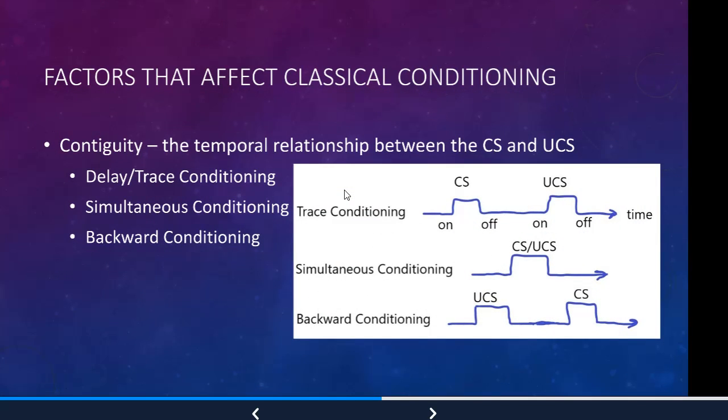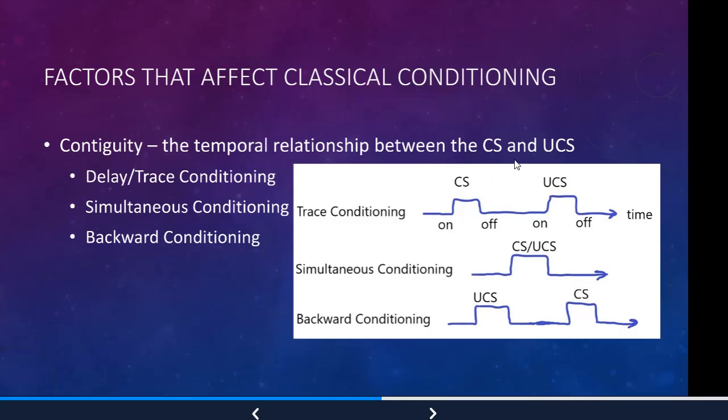Now, the other thing that we know is that the temporal relationship between the CS and the UCS is important. So we know this from looking at different kinds of conditioning. So I have them sort of overlaid for you here in graphical format. So trace conditioning, sometimes called delayed conditioning. What happens is, and this blue line here represents time, the conditioned stimulus is turned on at some sort of time point, and then it goes off, and then there's a delay. Hence the name delay conditioning or trace conditioning. And then the UCS is turned on, and then it's turned off.